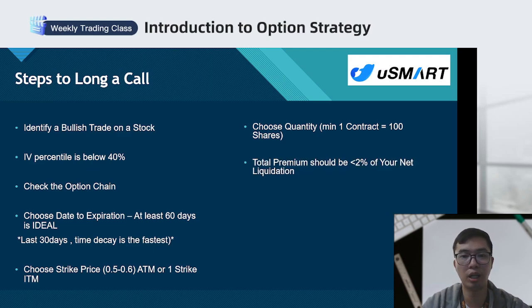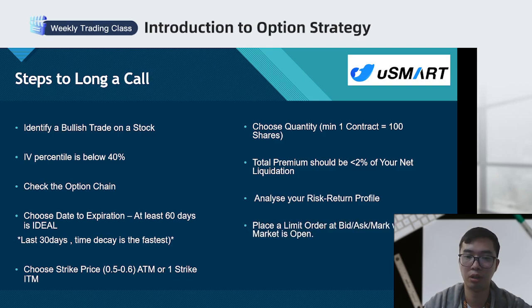Alright, so we choose the contract, and the premium should be less than 2%. It means that when you buy the premium, you shouldn't risk more than 2% of your total capital. As a trader, I don't advise people to trade more than 2% per trade, because if you risk more than 2% per trade, it is actually very risky from a trader's view. However, this still depends on everybody's preference. I'm just sharing what I look for, and hopefully you can take it as a reference. If you have any doubts, you can let me know. Then we also analyze the risk-return profile, and we place a limit order, either bid, ask or mark price, when the market is open.